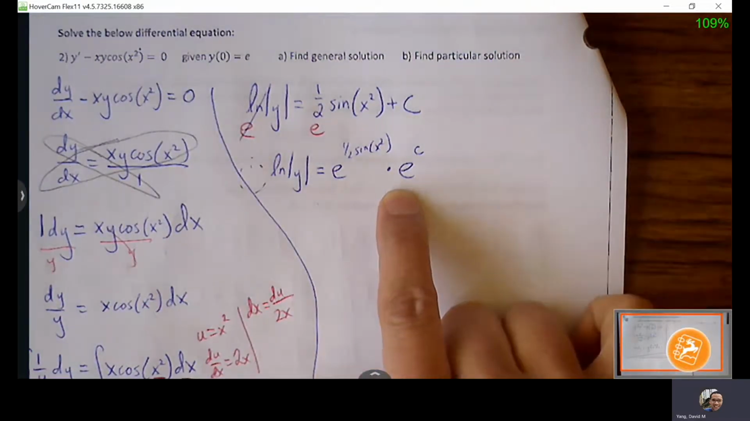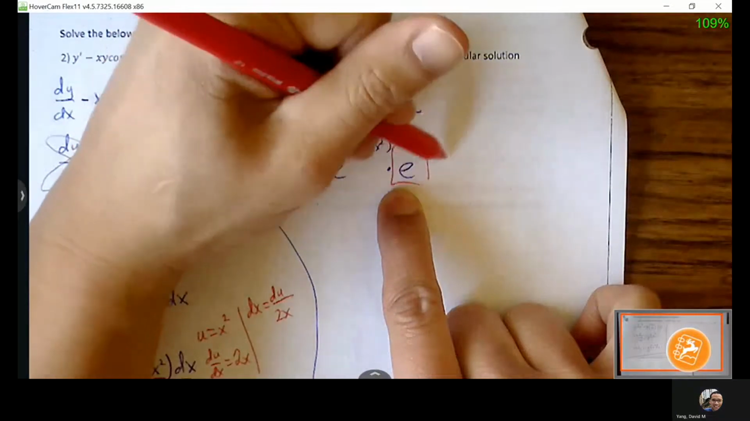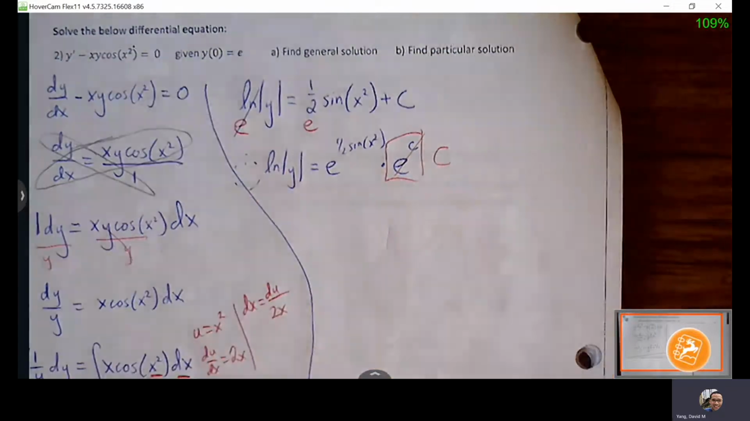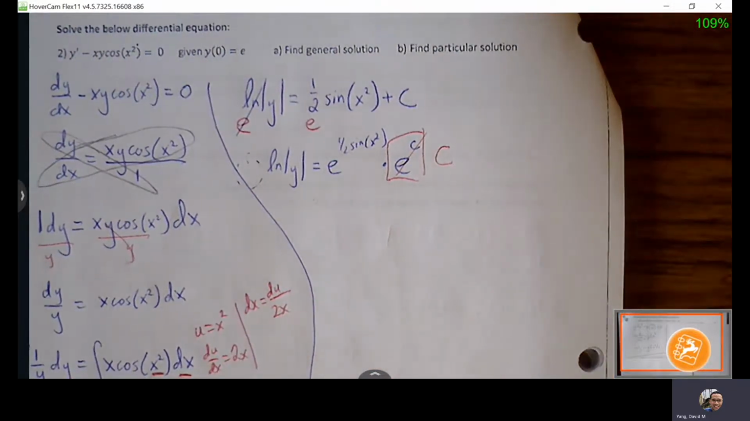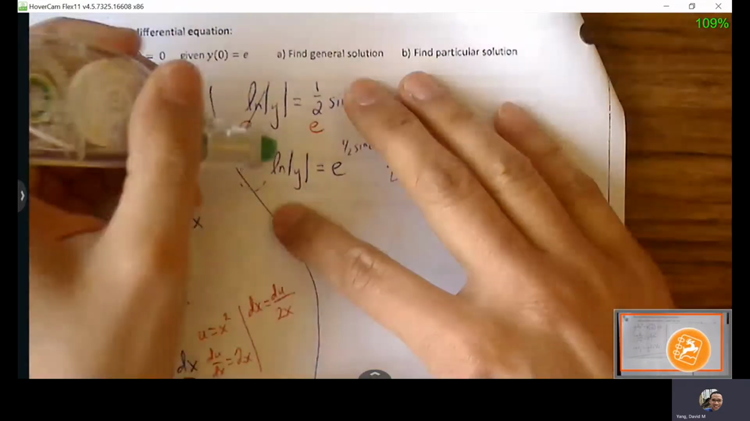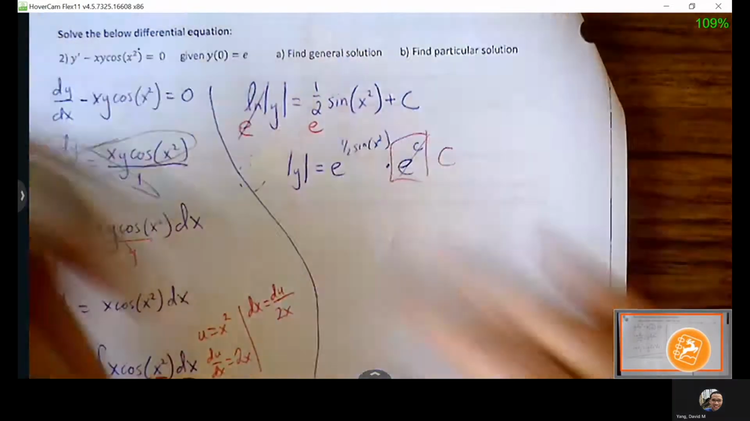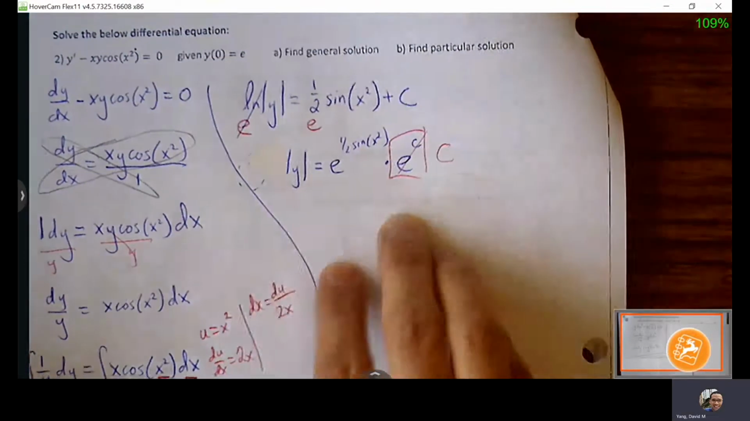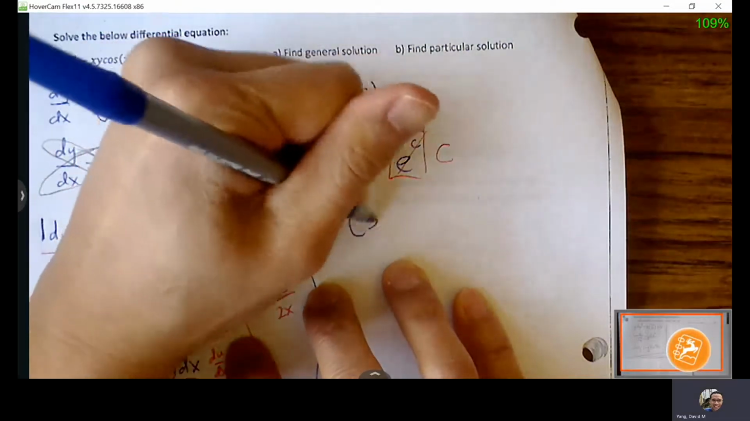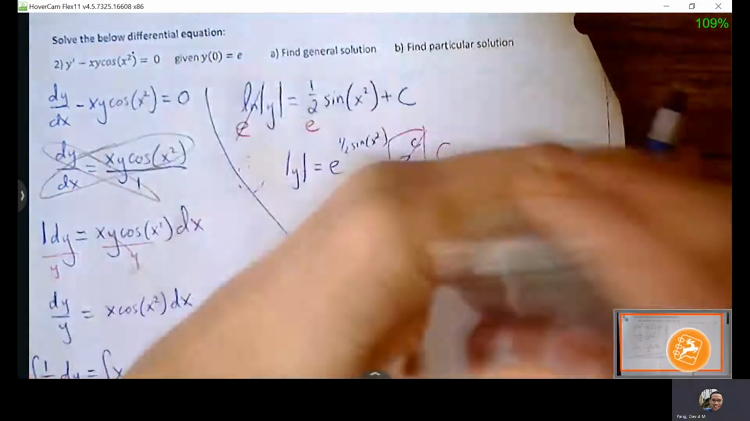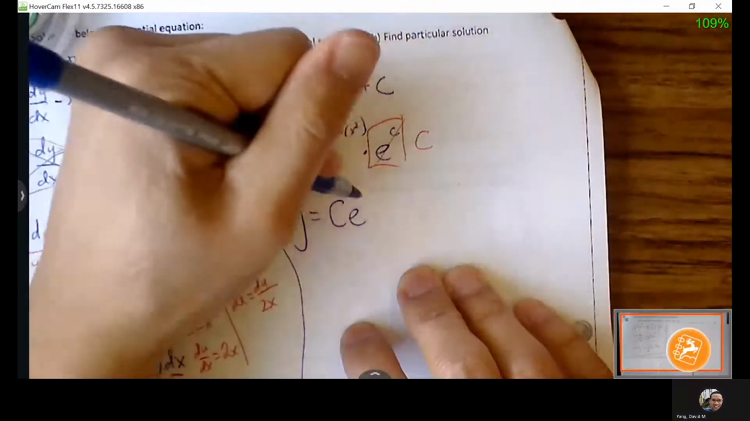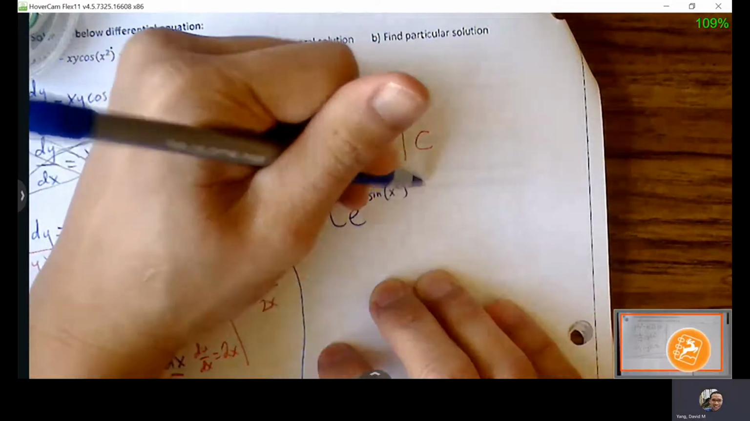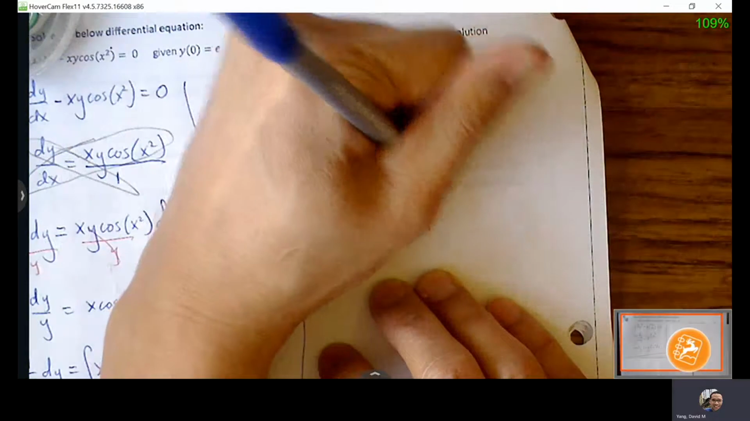Notice the change in your operation. I'm sorry, this is just y, right? The natural log goes away on the left side. The c comes out in front, the absolute value gets dropped. Okay, so we call this the general solution here.